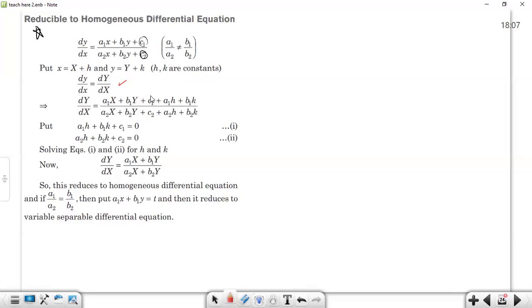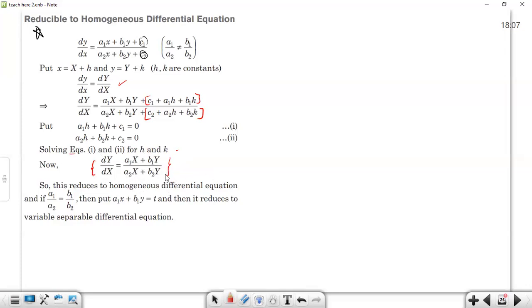Now we want this to get eliminated, so this will be equated to 0. And then we'll solve the equations for h and k. After solving for h and k, we will have the values of h and k, and we will utilize these values later on. Then what remains for us is this.